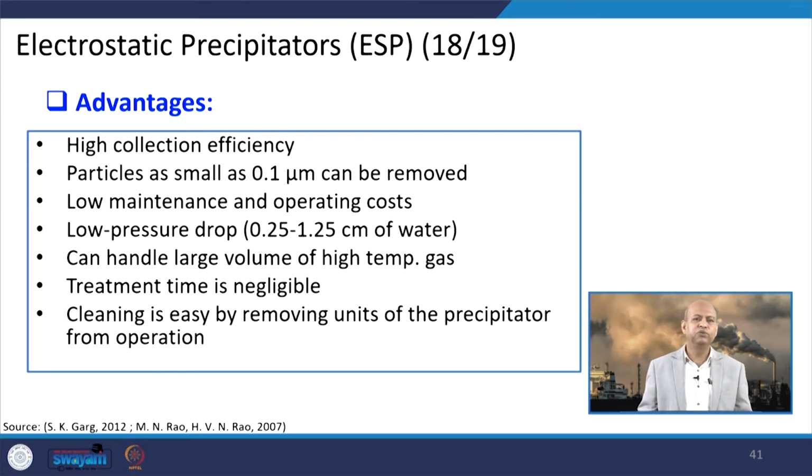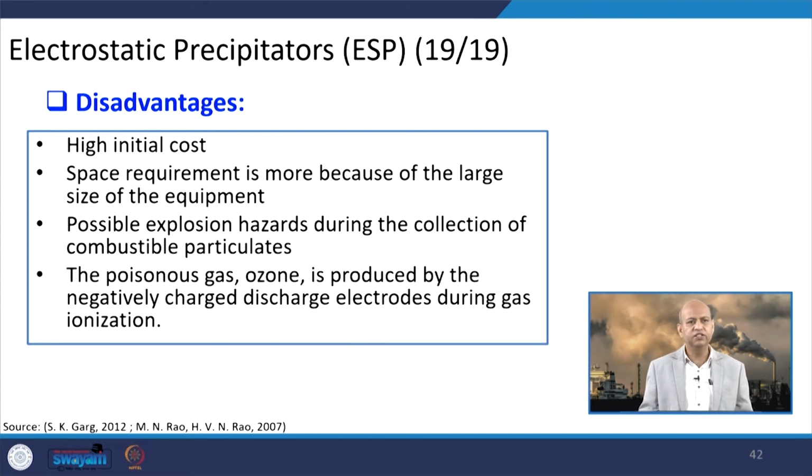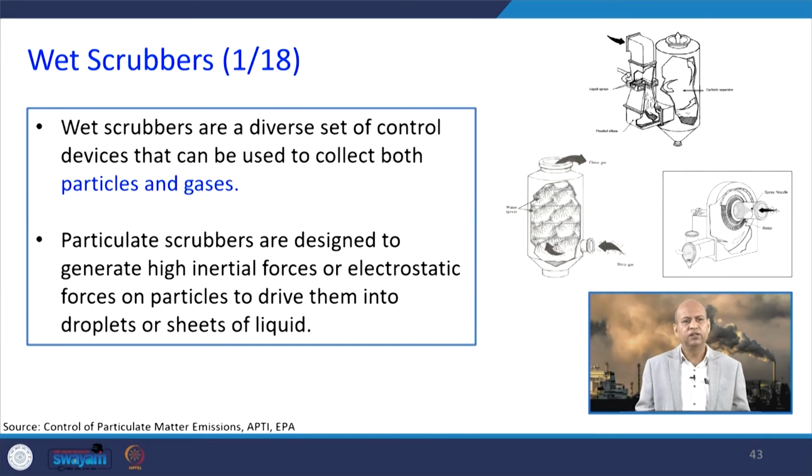Cleaning is easy by removing units of the precipitator from operation, but there are disadvantages or limitations because initial cost is very high. So, those industries which do not have good funds for that can't afford this kind of device. Space requirement is also more because of the large size of the equipment, and a possible explosion hazard can be there, collection of combustible particulates can be there because of this ionization, and sometimes ozone is formed in that. So, this kind of problems may be there. Poisonous gas ozone is produced by the negatively charged discharge electrodes during the gas ionization. So, a very skilled person must be there to handle or operate it.